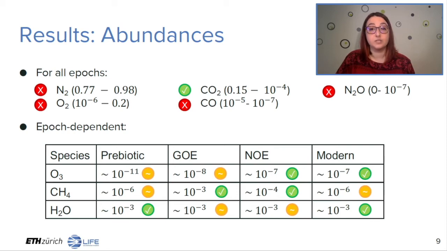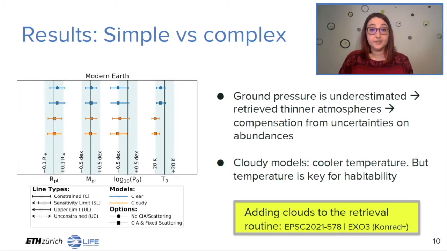This may be a consequence of a few systematics that we want to identify as one of the goals of this study. Here, I'm showing you a comparison of the retrieved values for the planetary mass and radius, the ground pressure and the ground temperature for the cloud-free and cloudy models of the modern Earth, shown in blue and orange, with the two options with and without CIA and scattering represented as dots and squares respectively. I take the modern Earth as an example, but the other epochs show similar results.